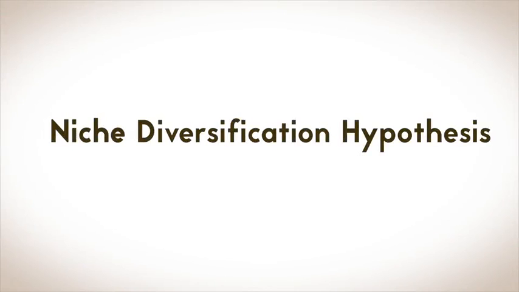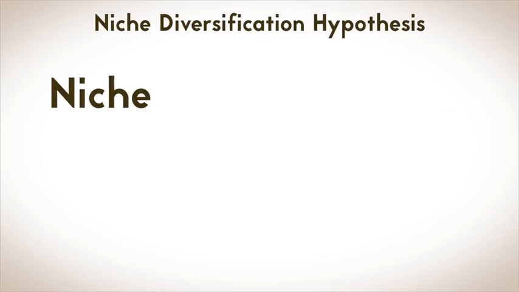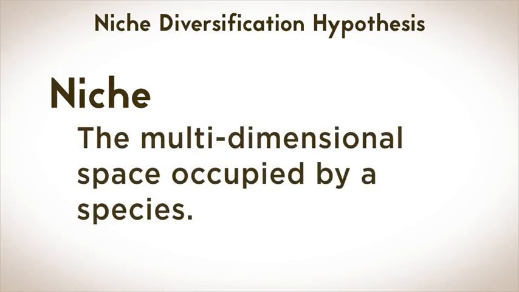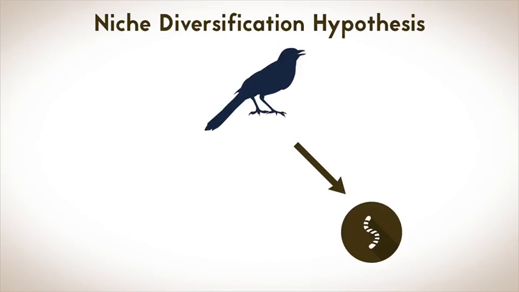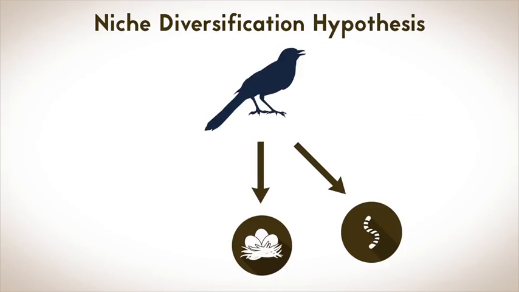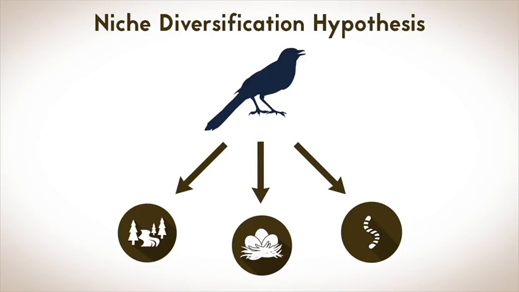The possibility that competition is more intense in the tropics has led to a popular hypothesis for why the tropics are more diverse. It's the niche diversification hypothesis. Recall that the definition of a niche is the multidimensional space occupied by a species. For example, a bird's niche is marked by the food it eats, the locations where it nests, its sources for drinking water, and so forth.